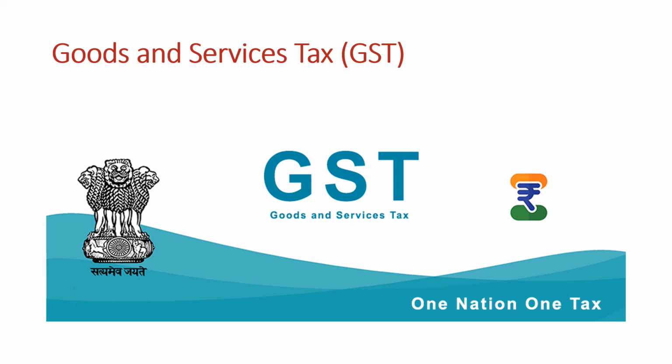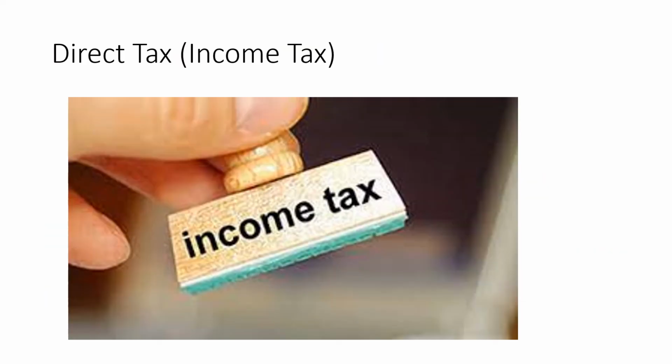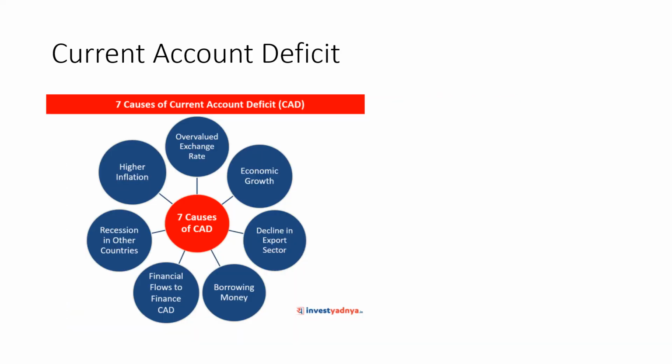Now coming to direct tax, income tax. Direct taxes include income tax and corporate tax. The government is unlikely to make any major announcement related to income tax this year. However, some tweaks can be expected. Then coming to current account deficit. The current account deficit is a measurement of a country's trade where the value of imported goods and services exceeds the value of exports. It is a component of a country's balance of payment.